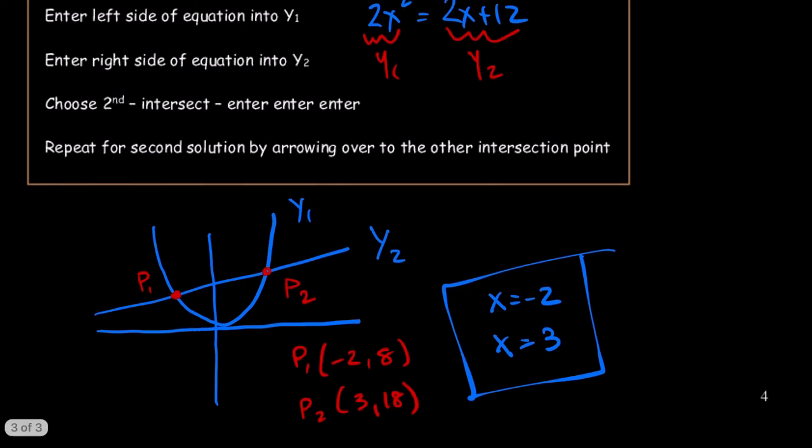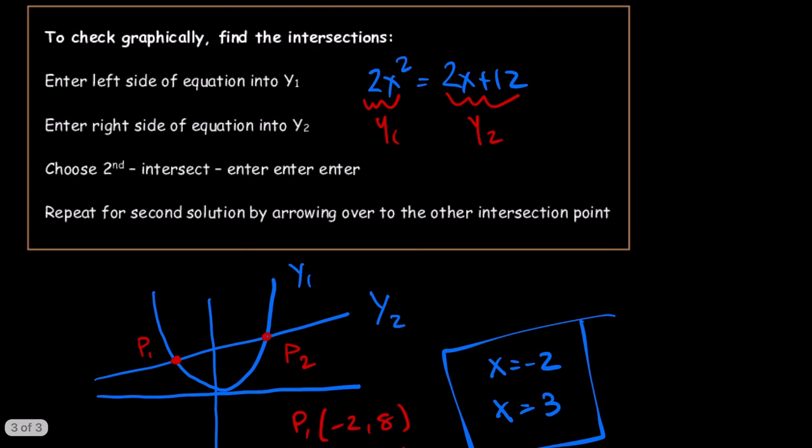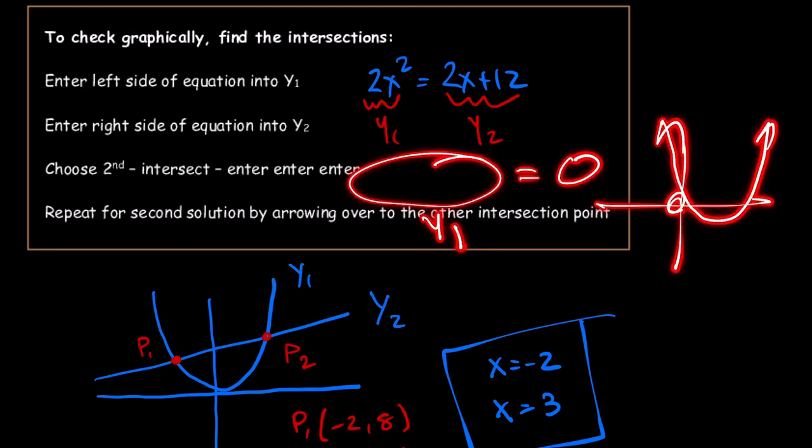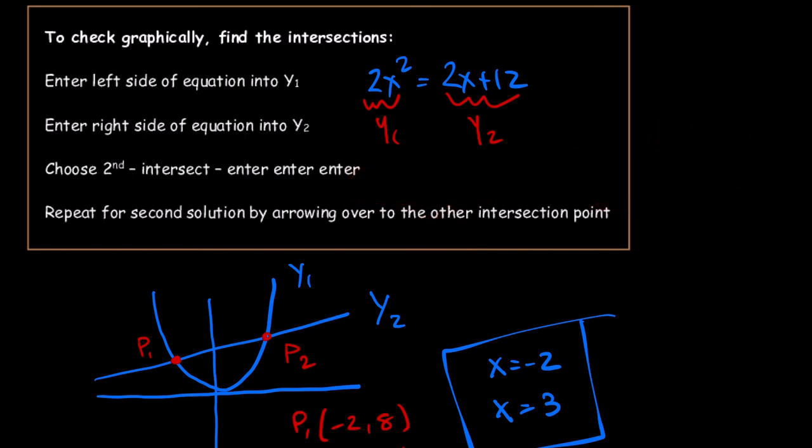There is another method. I am not going to confuse you with it right now, but the other method of doing this, if this does not look familiar to you, would be to move everything over to the other side. So you've got a quadratic equals 0, and then just put this into y1. So then you would only see one parabola, and you look for those roots. We'll get into that a little bit later.